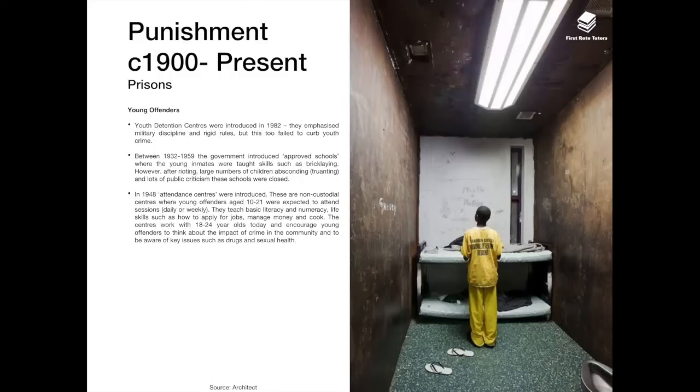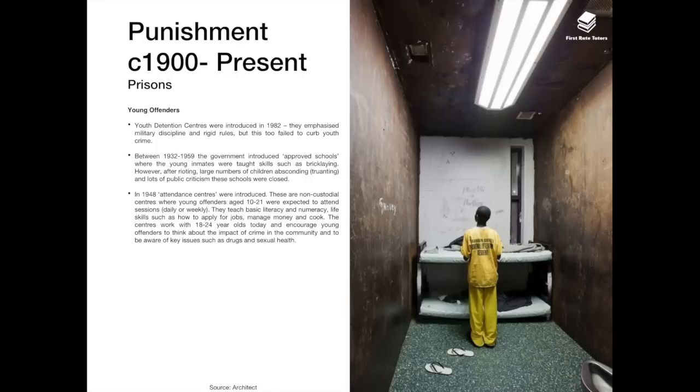Youth detention centers were introduced in 1982. They emphasized military discipline and rigid rules, but this too failed to curb youth crime. Between 1932 and 1959, the government introduced approved schools where the young inmates were taught skills such as bricklaying. However, after rioting, large numbers of children absconding, and lots of public criticism, these schools were closed.